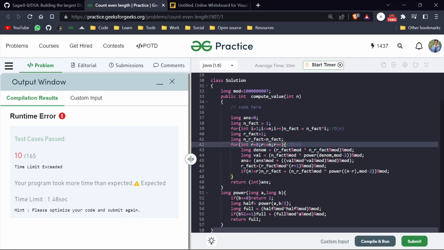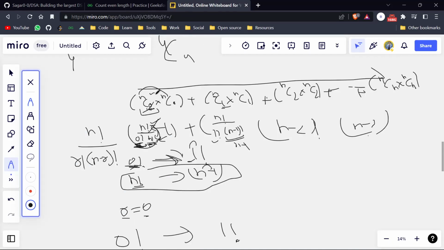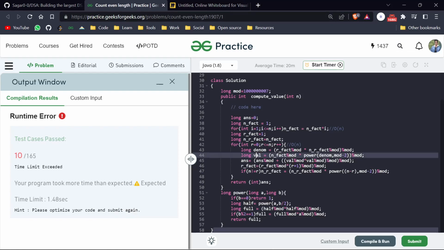We are traversing here. First we are getting the denominator. This is simple multiplication, and then we are getting the full current value, that is this NC0. So we can just write it as NCR. I will just copy this, and after that n factorial into power of denominator into this. So I think this function is taking a lot of time, right?